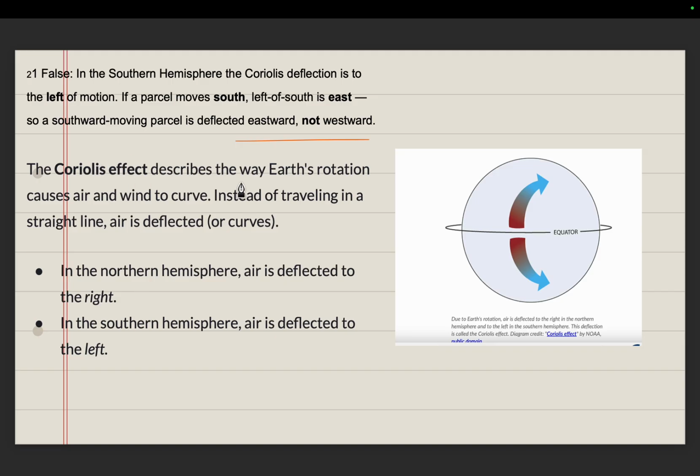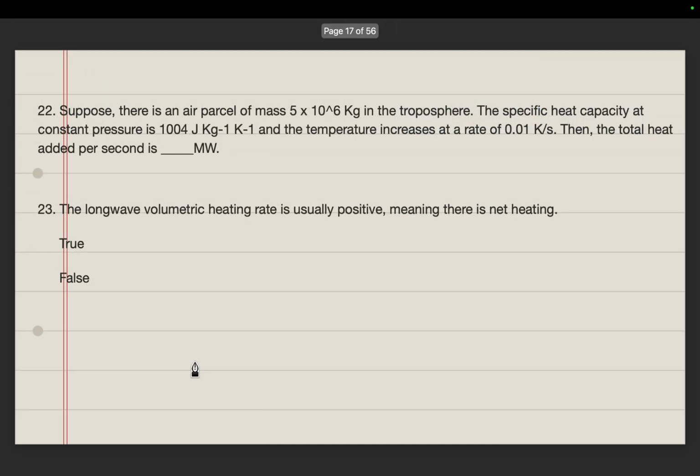Coriolis force describes how the Earth's rotation causes the movement of air and wind to curve. Instead of traveling in a straight line, the air packet is deflected due to the Coriolis effect. In the northern hemisphere this effect is rightward of the motion, and in the southern hemisphere this effect is leftward of the motion.